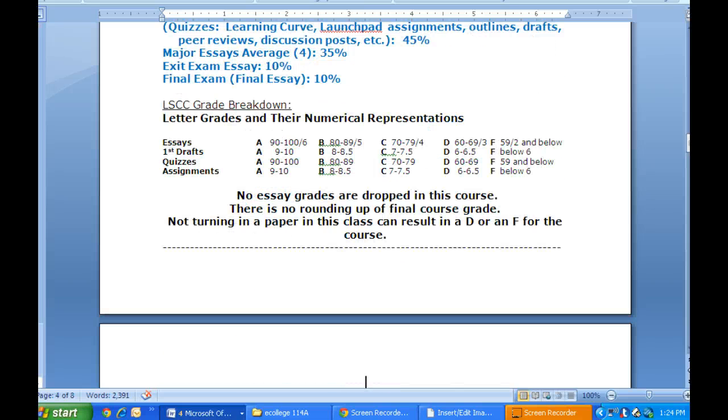No essay grades are dropped in this course, and there is no rounding up of final course grades. If you don't turn in a paper in this class, it can result in a D or an F for the course, so you have to make sure that you're really staying on top of things.